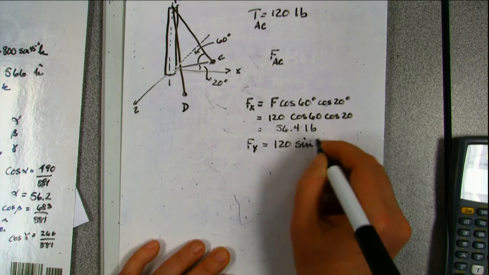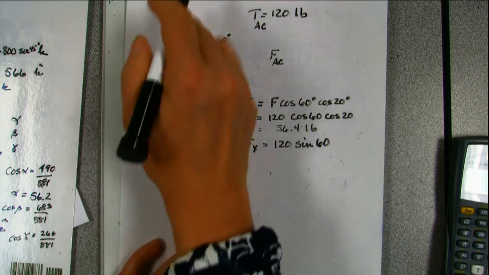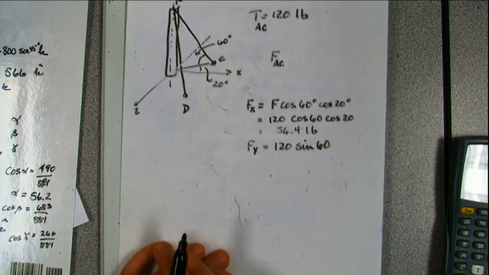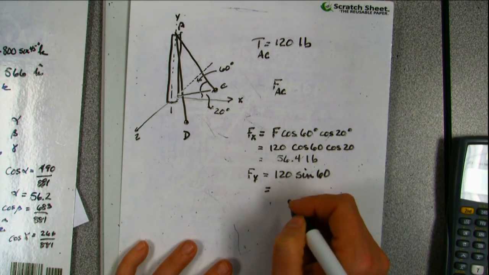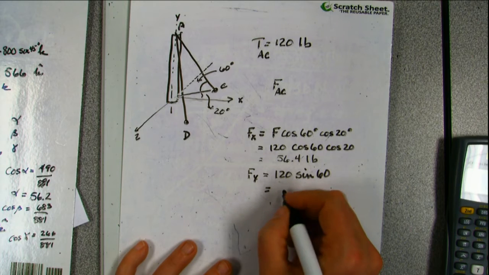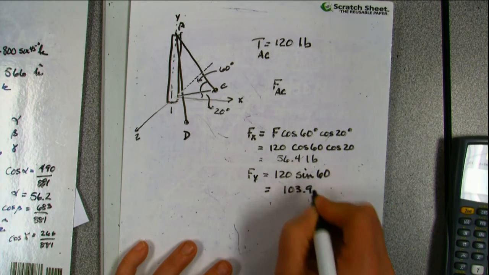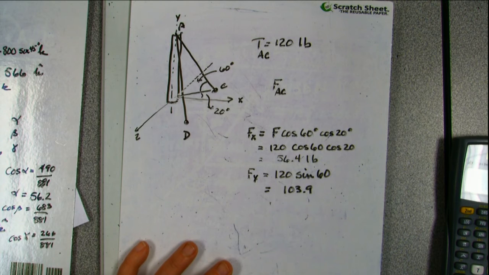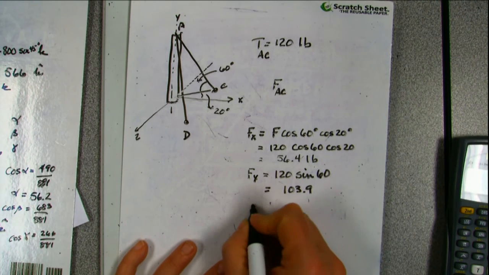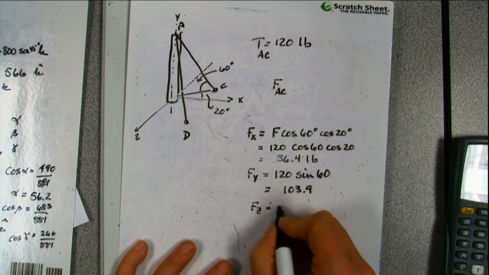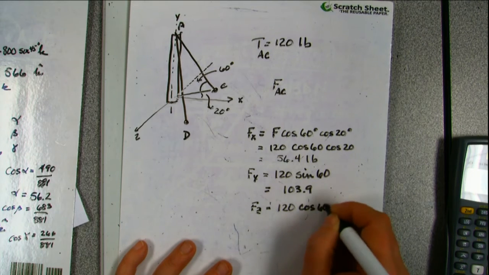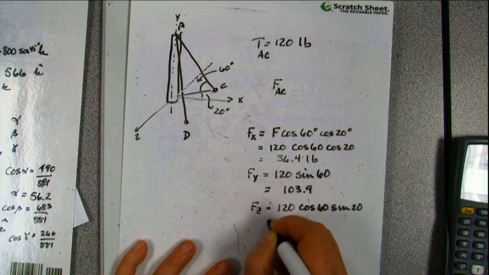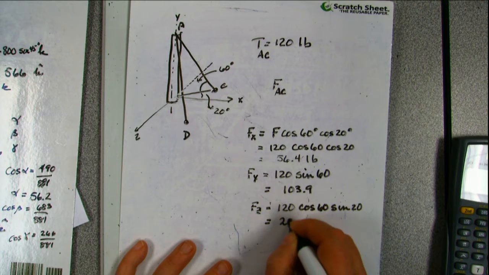F of y is going to be my 120 sine 60, because this is y, not z. Okay? That's y, not z. And that equals, magnitude-wise, 103.9. And then F of z is going to equal 120 cosine 60 sine 20. It's going to give me 20.5 pounds.